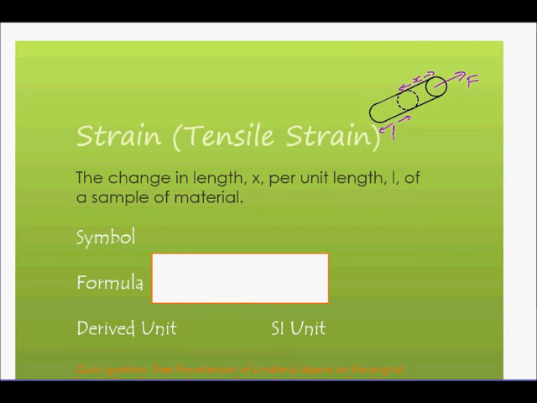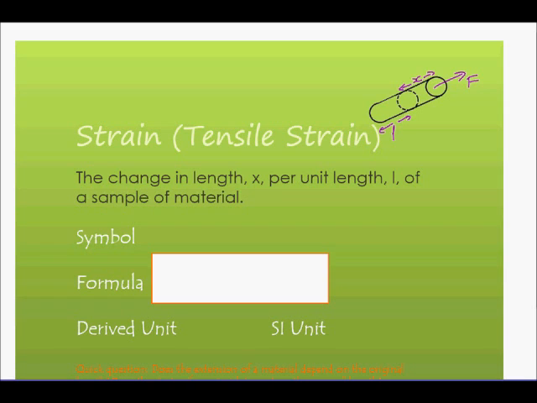Strain is a different one. Strain is how much you extend per unit length. So if you had something that extends 10 centimeters and the whole length was 1 meter, well, it's going to be 0.1 meters per meter, which will be your strain. If you have 5 meters of it, you can easily know what your extension will be if you know what the strain is. It's always going to be 0.1 meters for every meter. So if you had 5 meters, it will be 0.5 meters.